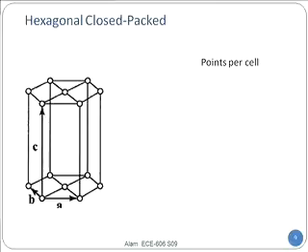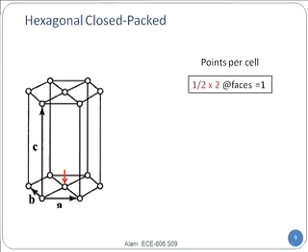So points per cell, let's see whether we can do the counting. First, if you just think about the atoms sitting on the bottom face and the top face, remember each is being shared by another corresponding column. So each of these atoms will be cut in half inside the hexagonal cylinder. So half per face, and there are 2 faces. So I have 1.